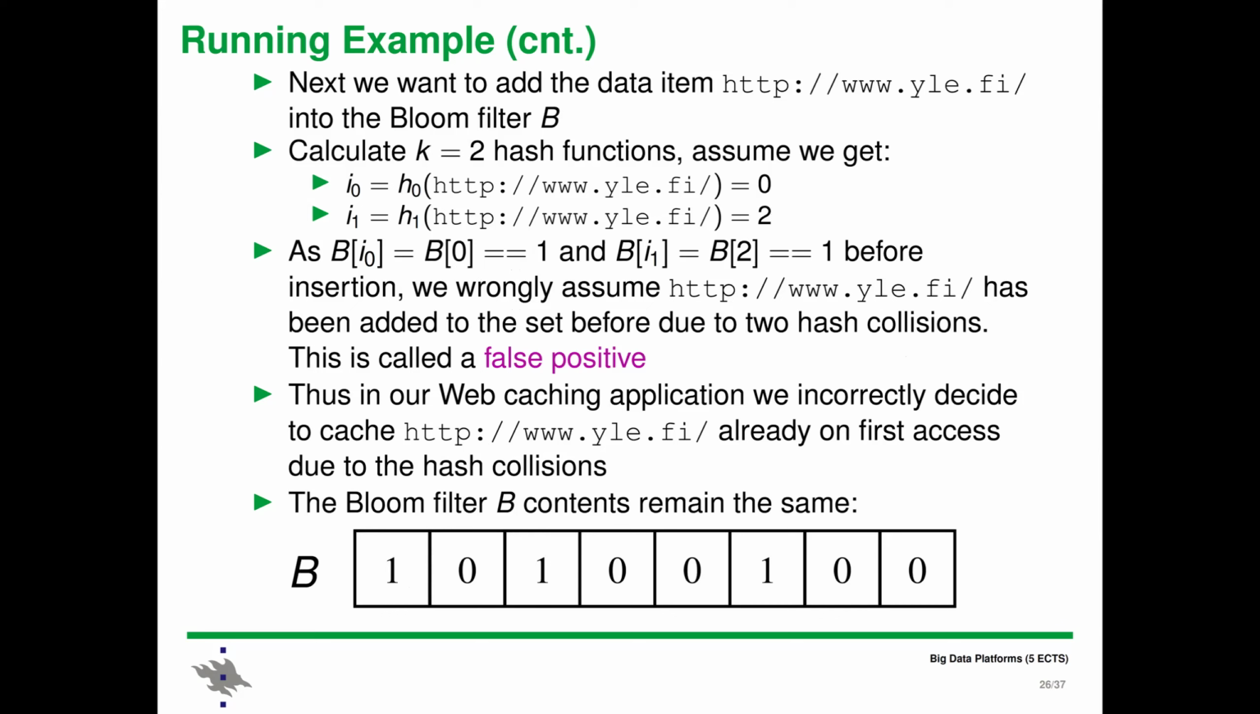And this is now called a false positive. So we see Yle the first time, and we conclude that it's actually the second time we see it. Thus, in our web caching application, we incorrectly decide to cache yle.fi already on the first access. And the Bloom filter contents remain the same.